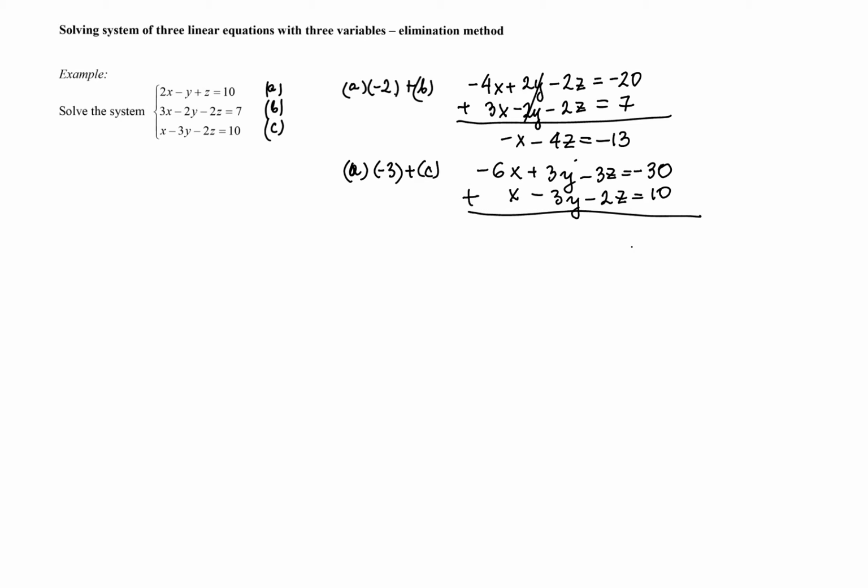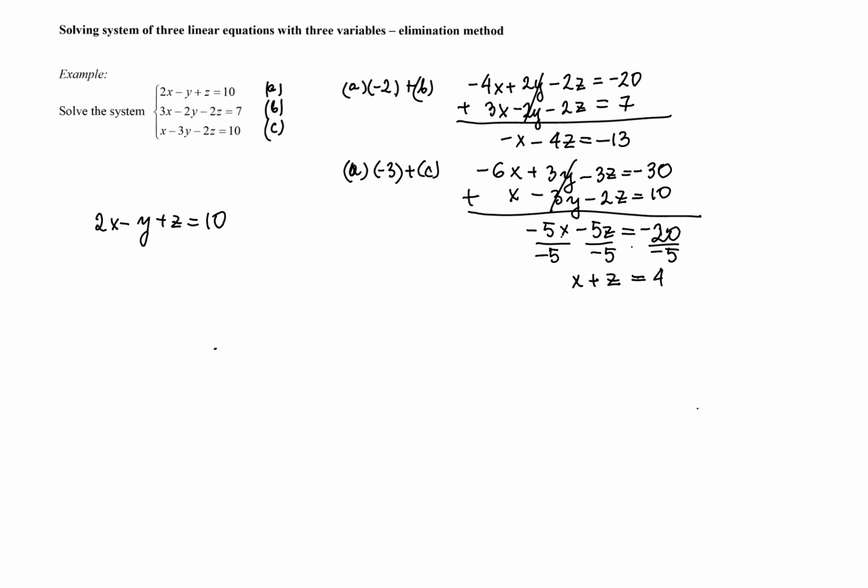Adding those equations will eliminate the y variable and we'll have -5x minus 5z is equal to -20. We can simplify this equation by dividing both sides by -5 and we'll get x plus z is equal to 4. So this is now our equation 3 and our system becomes 2x minus y plus z, this is the first equation, equals 10. This equation has not been changed.